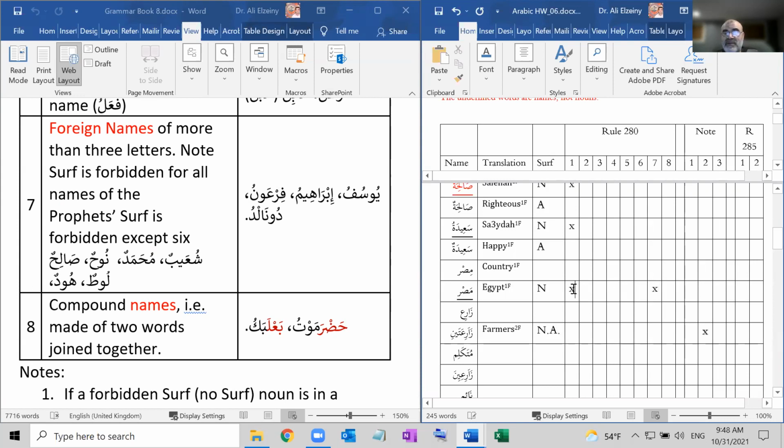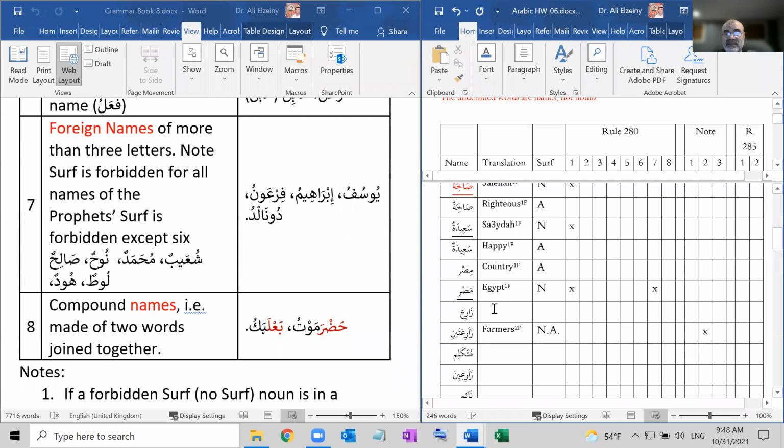Country 1F, which is Misr, one female, sarf is allowed because by default sarf is allowed unless it's listed in this table. And it's not listed in this table.